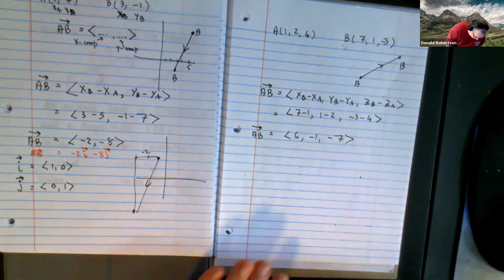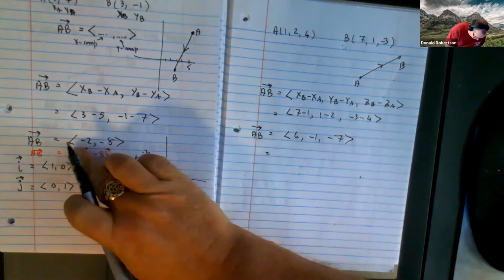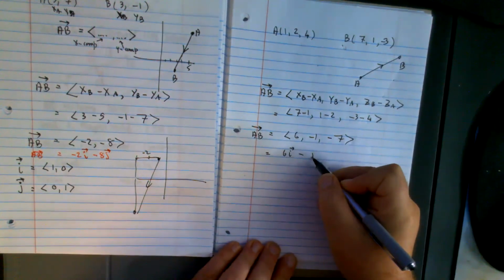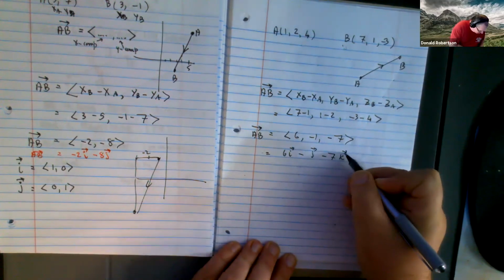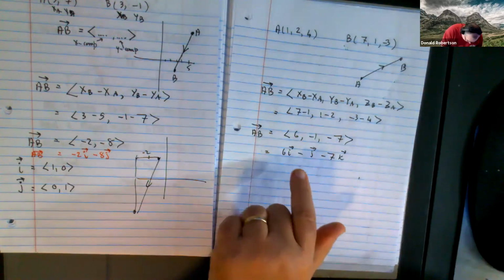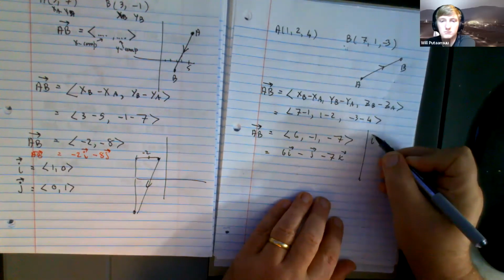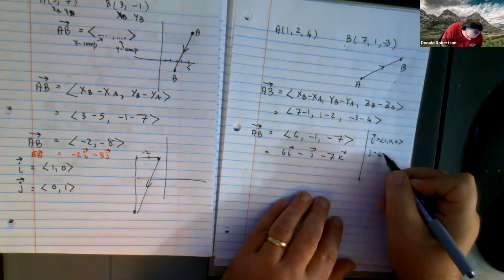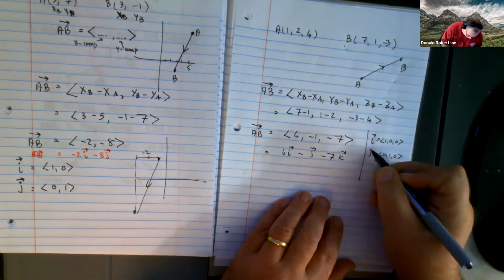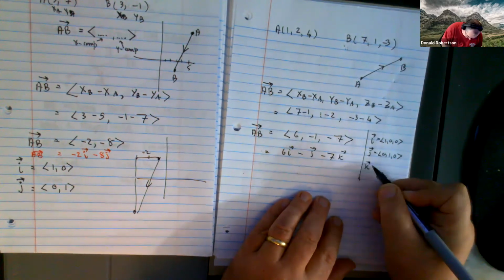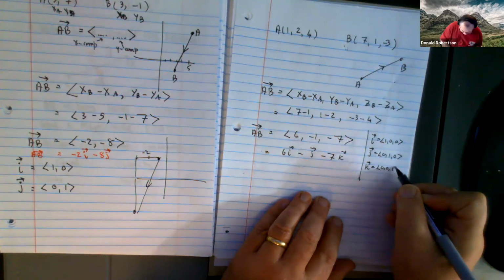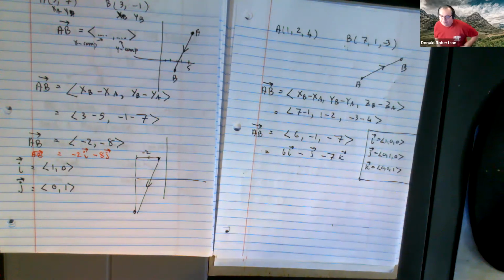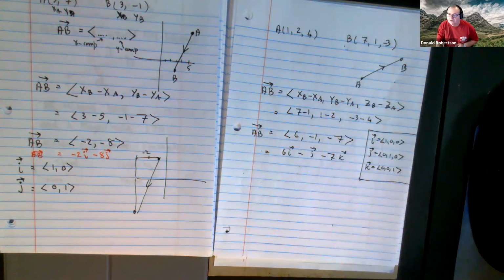Now, if I wanted to do that using ij notation, it's 6i, take away 1j, minus 7k, because you can have i, 1 unit in the x direction, j, 1 unit movement in the y direction, and k, 1 unit in the z direction. Is that kind of consistent with the way that the others are created? Great.